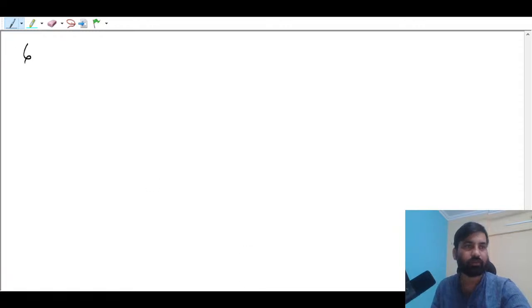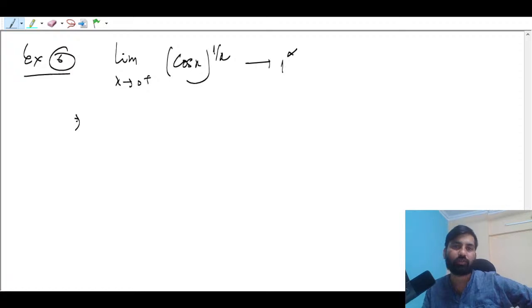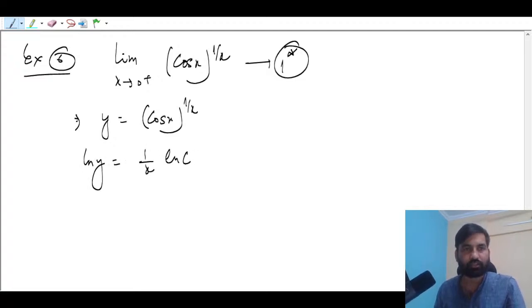So example number 6, let us take the limit as x tends to 0 plus of cosine x to the power 1 by x, right? Now you see what form this is? This is the 1 to the power infinity form. Again you have to apply the same logic. So let's say y equals cosine x to the power 1 by x. Now you can say ln y equals 1 by x times ln cosine x, right?